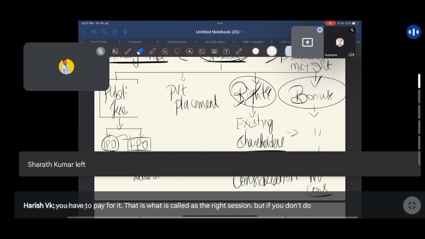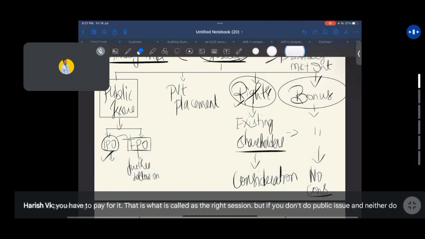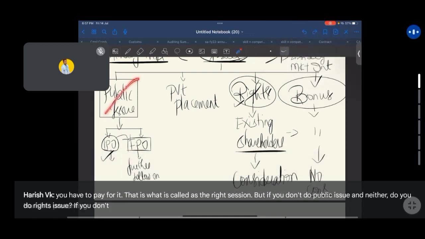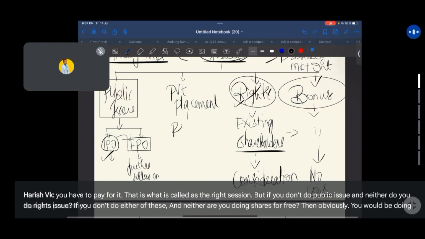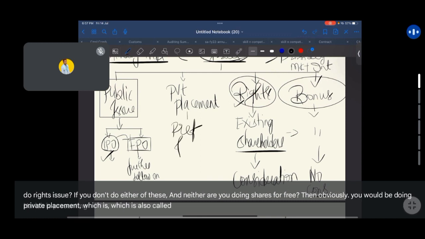But if you don't do a public issue and neither do you do a rights issue, if you don't do either of these and neither are you issuing shares for free, then obviously you would be doing a private placement, which is also called a preferential issue.